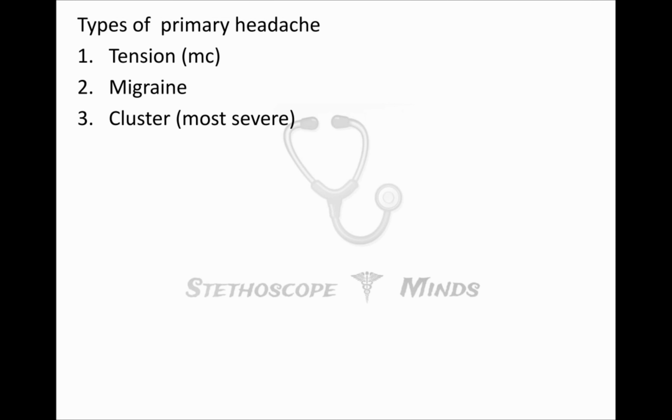Types of primary headache. They are mainly divided into three types. One is tension headache, which is the most common. Second one is migraine, and third one is cluster, which is most severe. Now let's dive into the topic of tension headache.